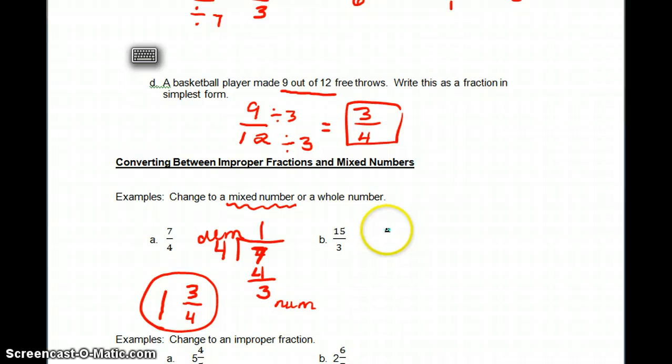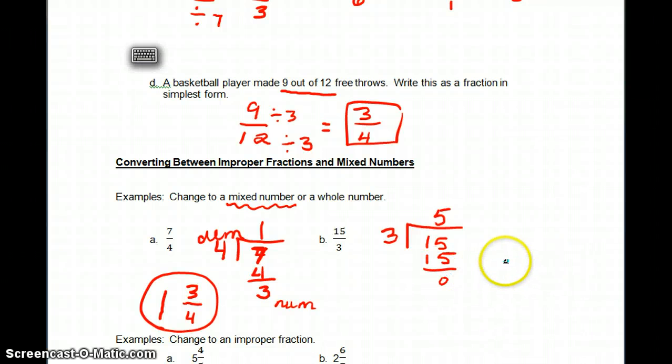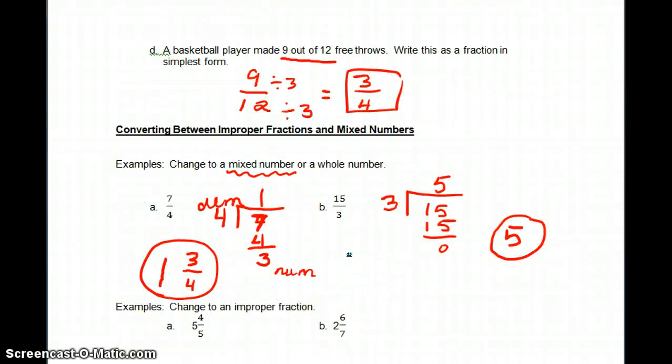Okay, so remember, you should have taken the 3, put it in front of your division box, and then the 15 will go on the inside. So we will want to see how many times 3 will go into 15, and it would be 5. When you do your subtraction, there's no remainder. So that means that this one simplifies to 5 with no fraction, so it's simply a whole number, not a mixed number.